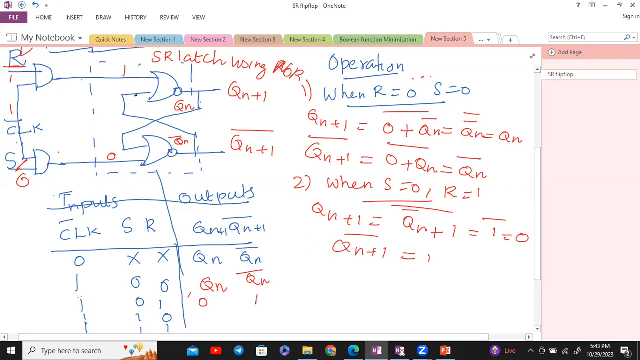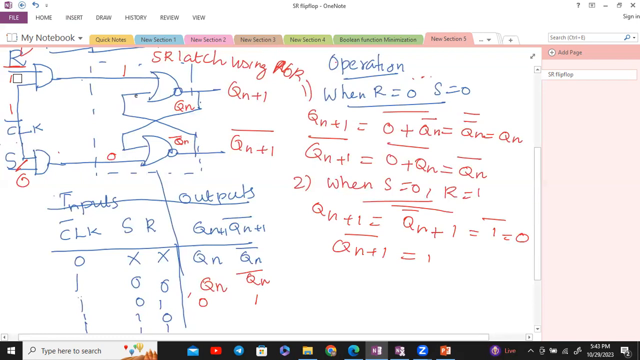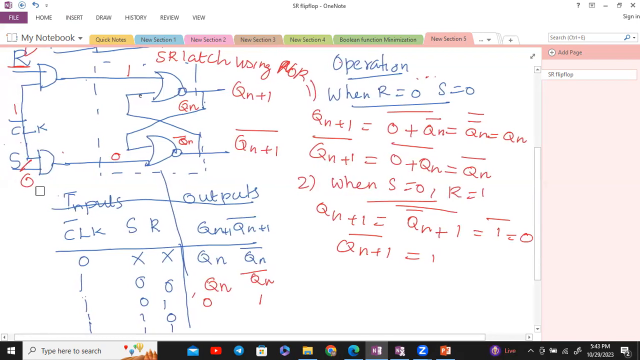Next we have the condition S equal to 1 and R equal to 0. Okay. So when S equal to 1, R equal to 0, the output for the first AND gate should be 0 and here the output is 1. So the third case is when S equal to 1, R equal to 0.